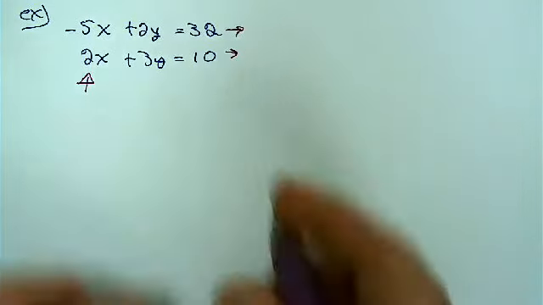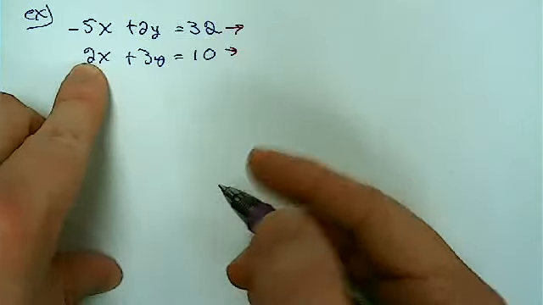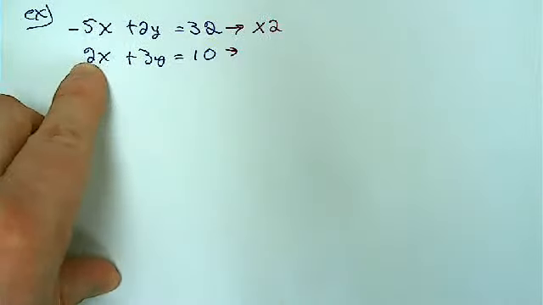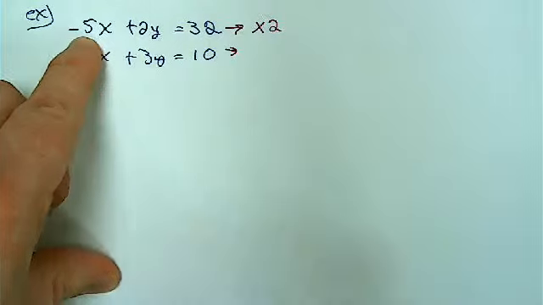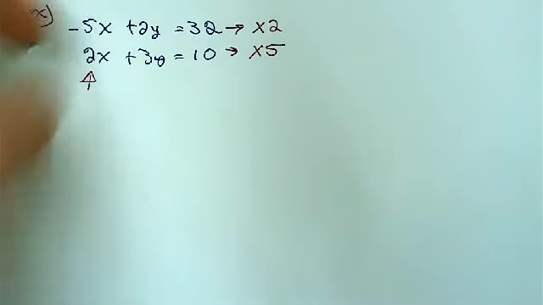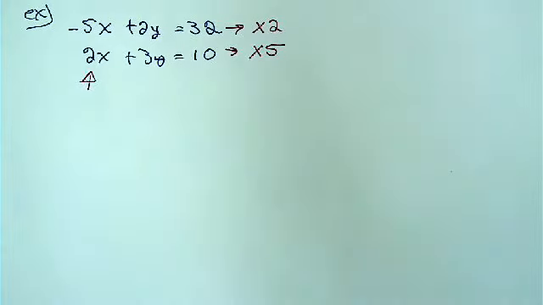This number is 2, so I'm going to multiply the top equation by 2. That number is negative 5, so I'm going to multiply the bottom equation by 5. If you don't know what else to do, you multiply each equation by the other guy's coefficient, the other guy's number on the variable.